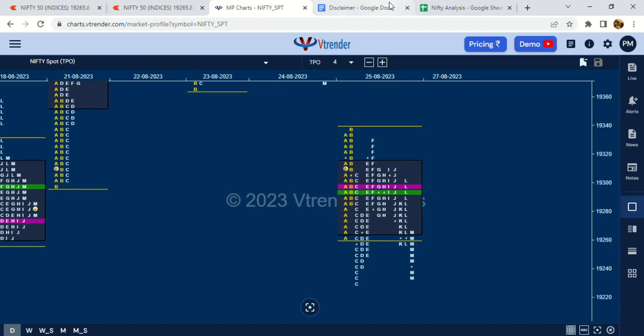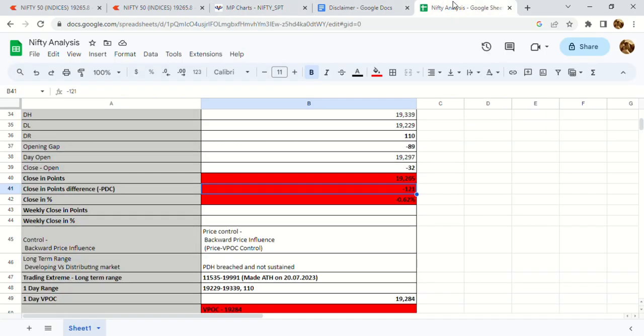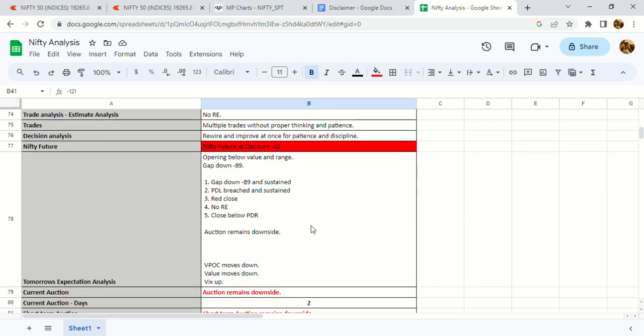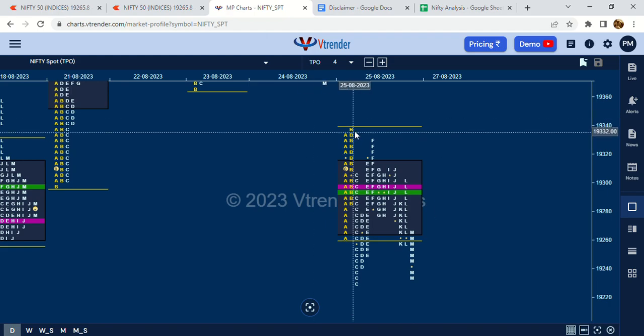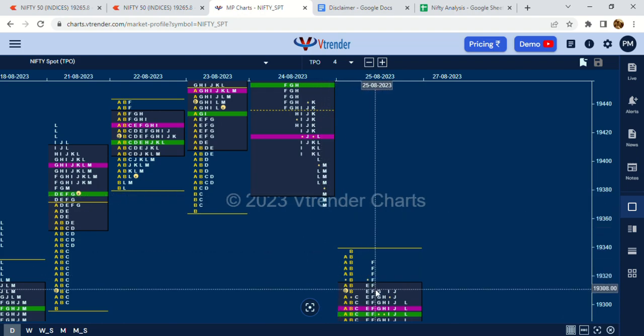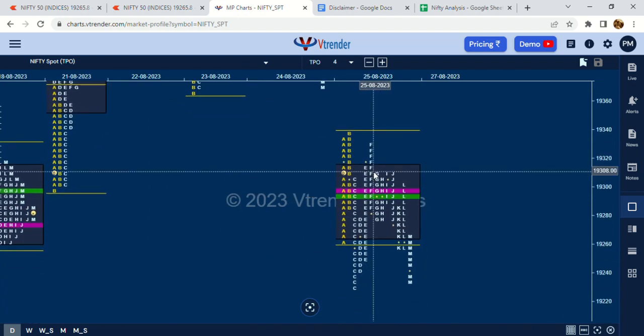So let us now look at the opening type. So clearly opening was below value and range. So market opened below this Thursday's value and range. So clearly the opening was in favor of the current downside auction.